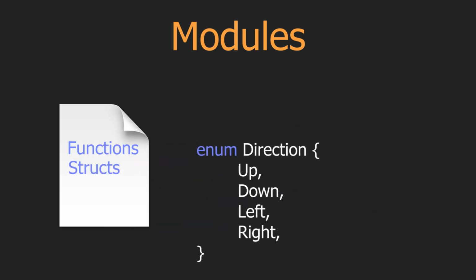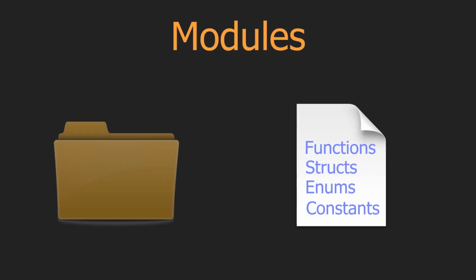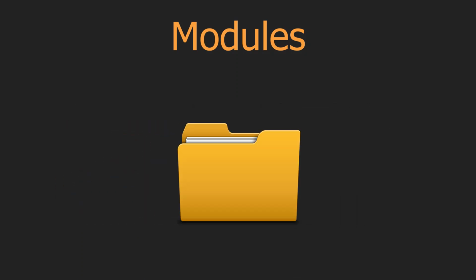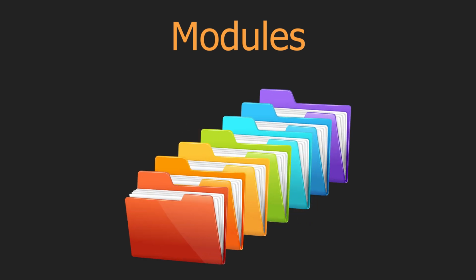In Rust, a module is simply a way to group related functions, structs, enums, and constants together under one namespace. You can think of a module like a folder inside your project. It helps organize your code just like folders organize files on your computer.